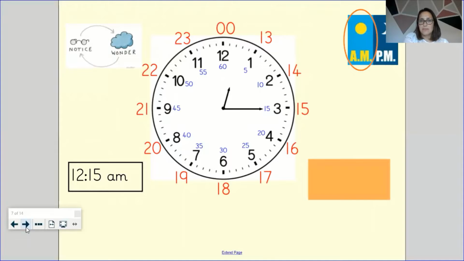Okay, next one. So make sure you pause and have a go. Looking at it, it's AM, it's in the morning. So after midnight is what that stands for. 12:15, 15 minutes past 12 at midnight. What would our 24-hour digital clock show? Okay, hopefully you've paused. A tricky one.